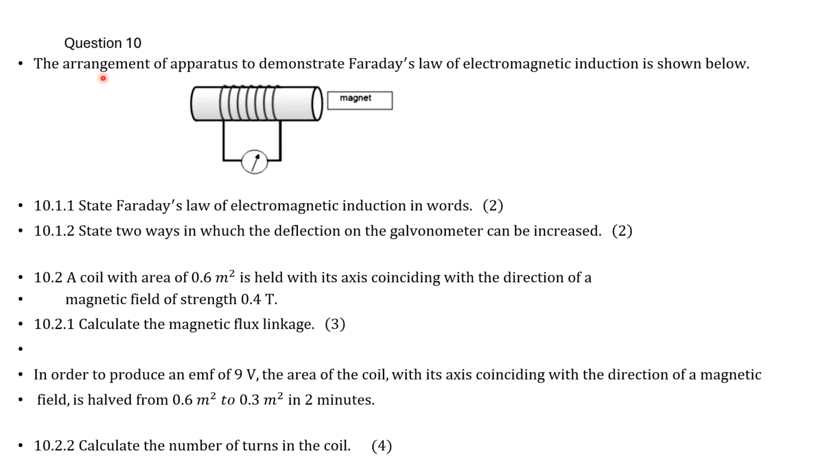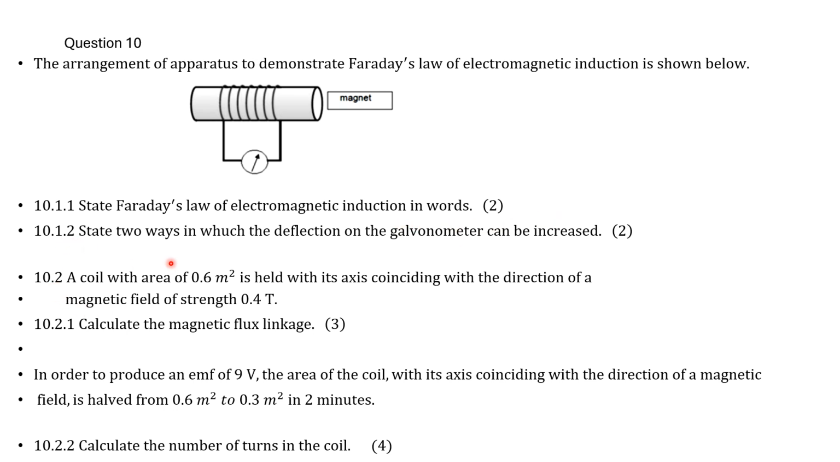Alright, so question 10, the arrangements of apparatus to demonstrate Faraday's law of electromagnetic induction are shown below. So we have a solenoid there with a whole bunch of coils or turns of wire around it. Here we're inserting a magnet, and this here is the symbol for a galvanometer, to show if there's deflection. If there's deflection on that galvanometer, then we know there's voltage or induced current. So 10.1.1, state Faraday's law of electromagnetic induction in words, for 2 marks.